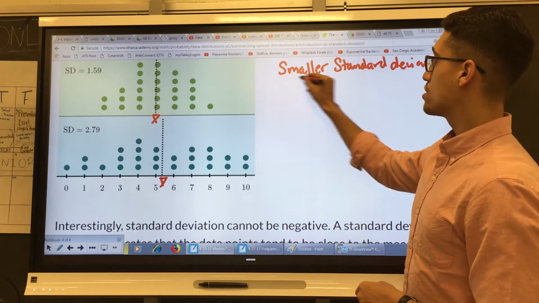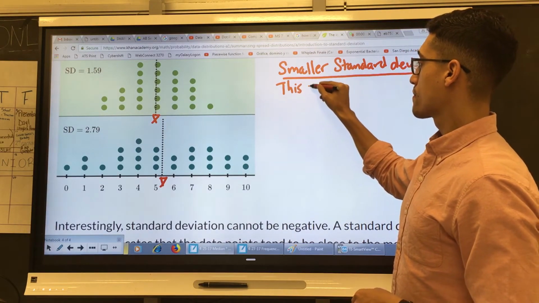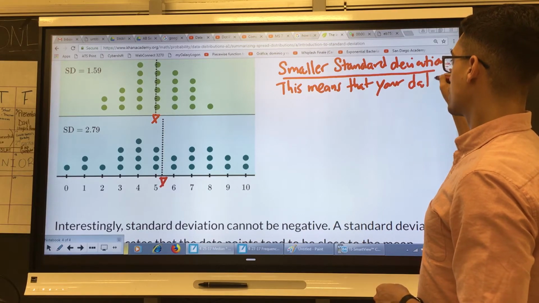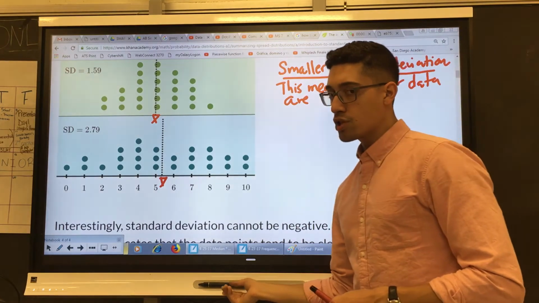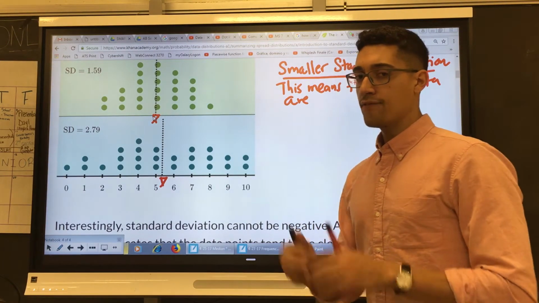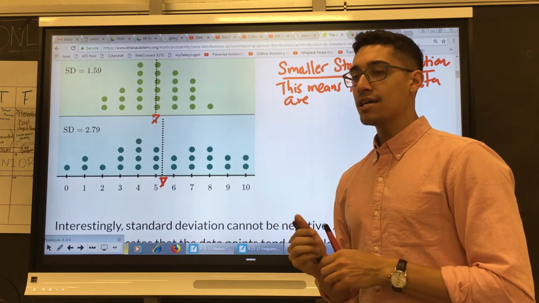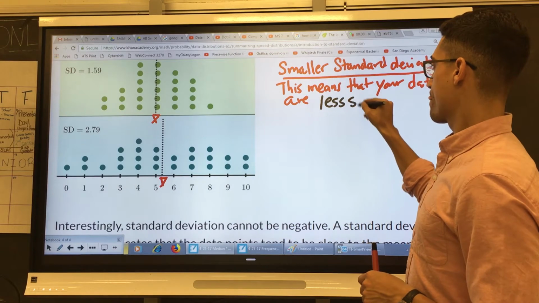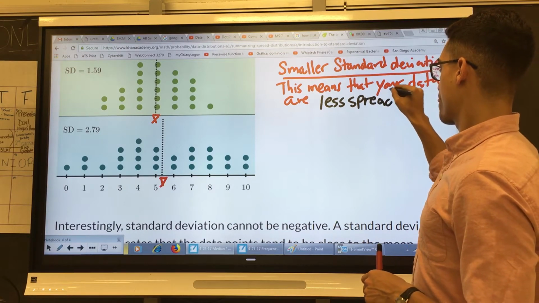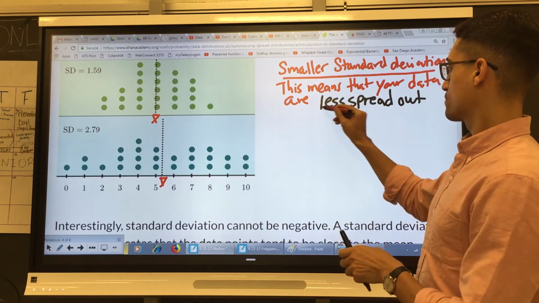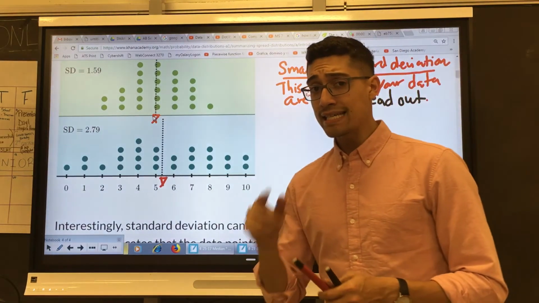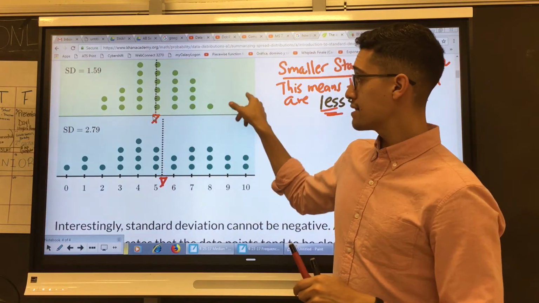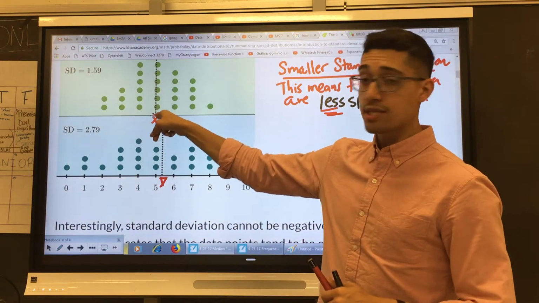The smaller the standard deviation, this means that your data are, now I'm gonna use some math language. It's not that fancy. If they're closer together to the middle, then the data is not spread out. It's less spread out. Now, if something is less spread out, look at what that means. It means that everything seems to be closer together to the center. In this case, the center that they're using is the mean. You can see it there, it's the mean.